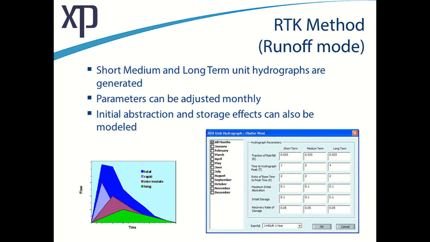Notice that I can put in monthly variations. Seasonal, I could turn on just December, January, and February, and then March, April, May, June. I could run this in seasonal, or I can run the whole thing, and I can bring in initial abstraction data as well as initial storage and a recovery rate, and then I pick a rainstorm that I wish to use. And you can get an idea of how it looks over here on the side, on the lower right side where you can see the flow. The dark blue hydrograph is the peak hydrograph with the combination of the rapid, intermediate, and long term.